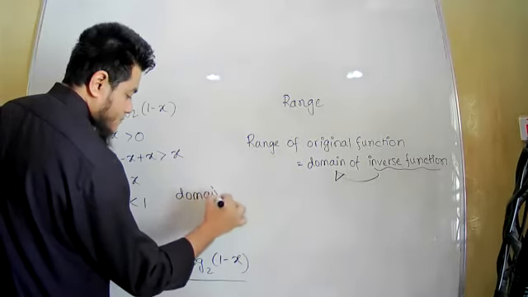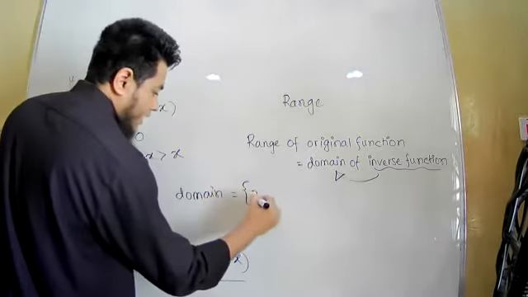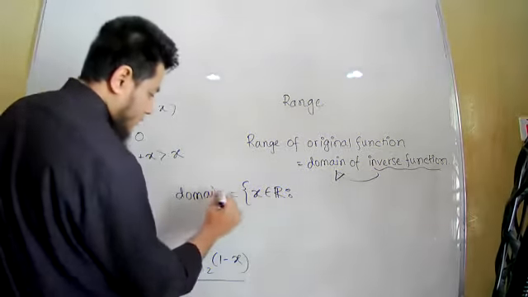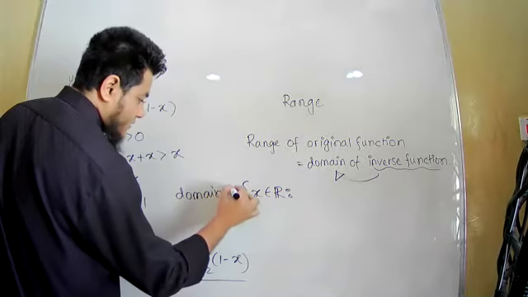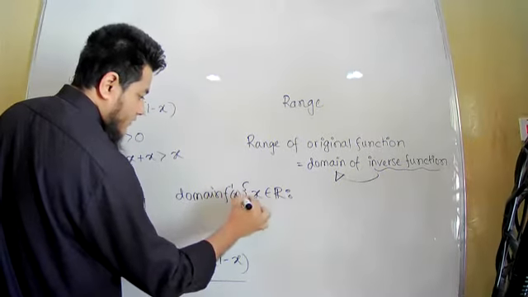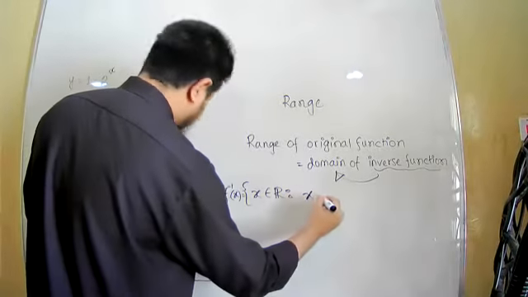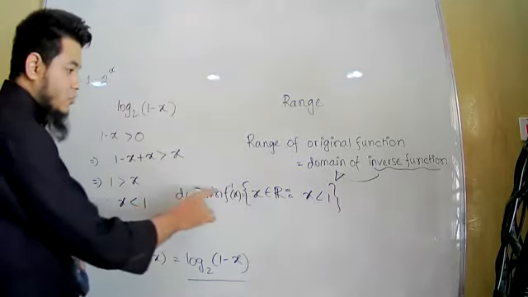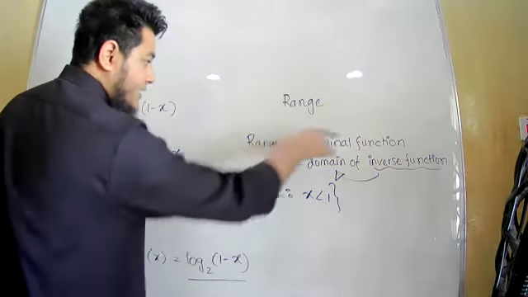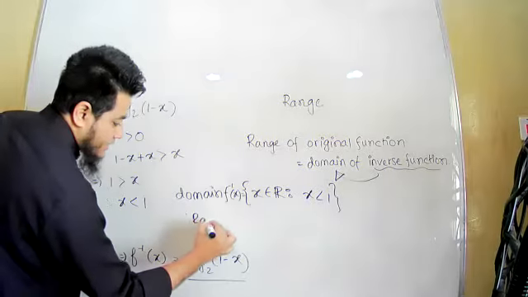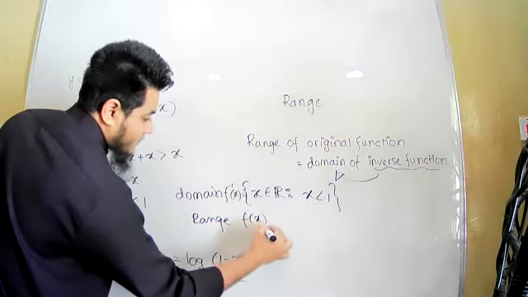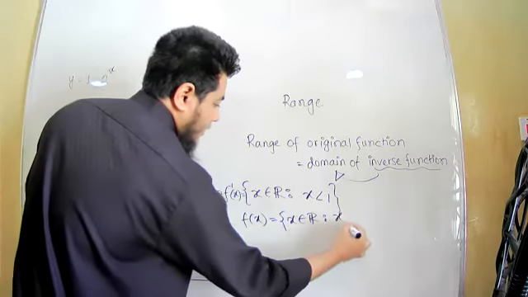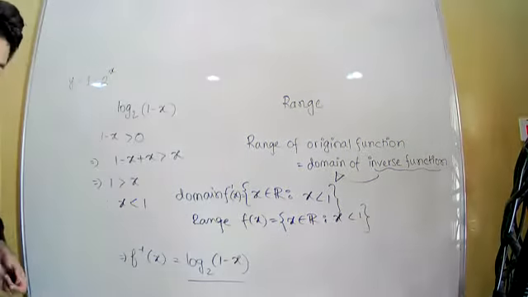So the domain is equal to x can be any real number such that x is less than 1. I must write that this is the domain of the inverse function. If this is the domain of the inverse function, I can say that this is the range of the original function. So the range of f of x is x less than 1.